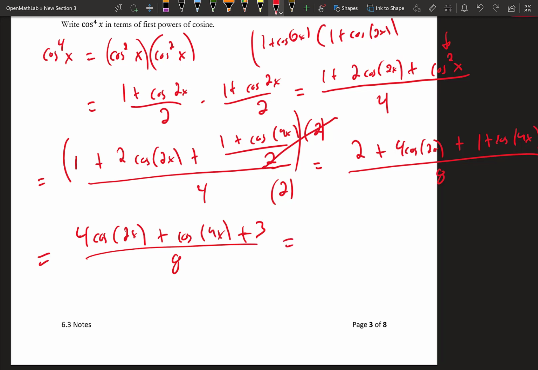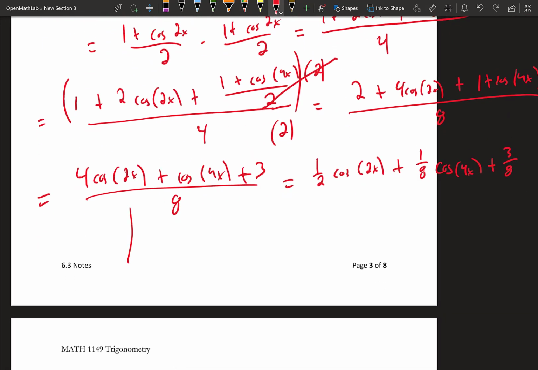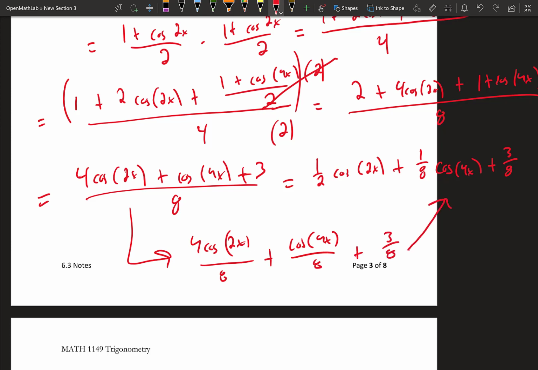But if you want to break this up into separate fractions, this would end up being 1/2 cosine of 2x plus 1/8 cosine of 4x plus 3/8, right? So I just broke this up into 3 separate fractions. This part would be 4 cosine of 2x all over 8, plus cosine of 4x all over 8, plus 3 over 8. And then going from there, I just simplified those fractions and put them as coefficients.